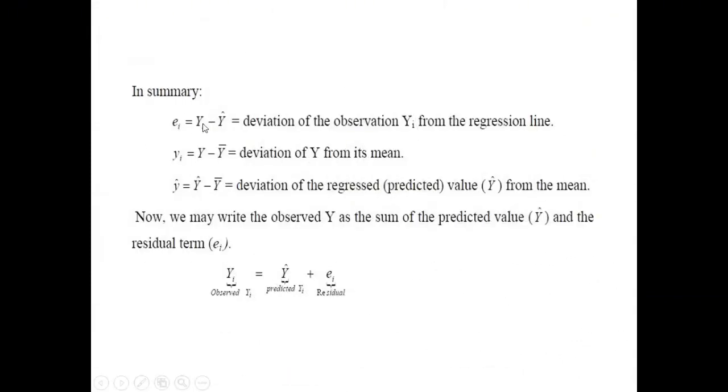So here the error term is equal to yi minus y hat, the deviation of the observation y from the regression line. Again, xi can also be written as x minus x bar, the deviation of the observation from the regression line. So now we may write the observed y as a sum of the predicted value y hat and the residual term or error term, like this.